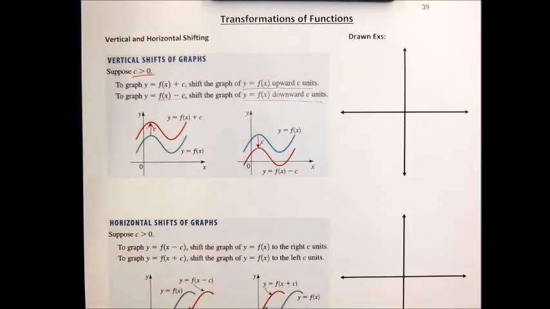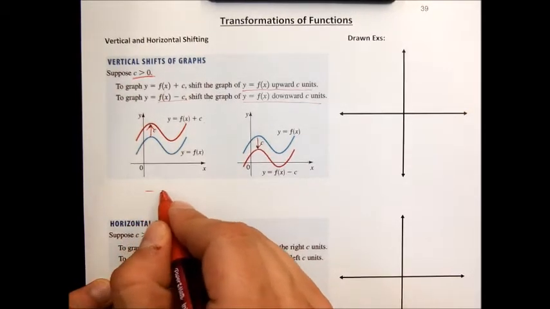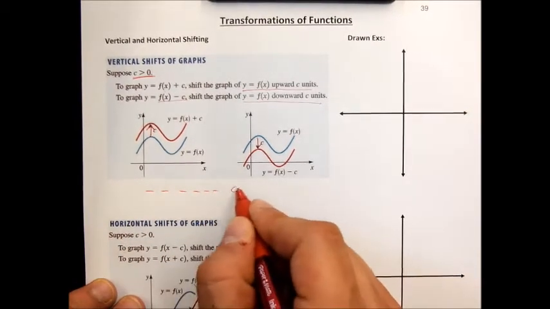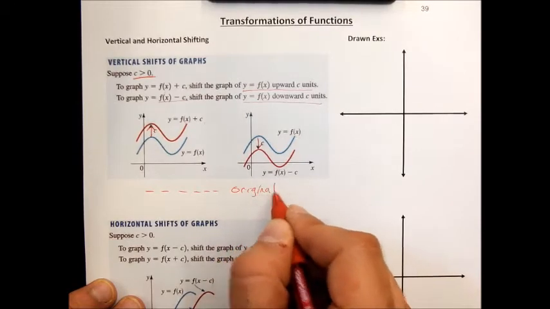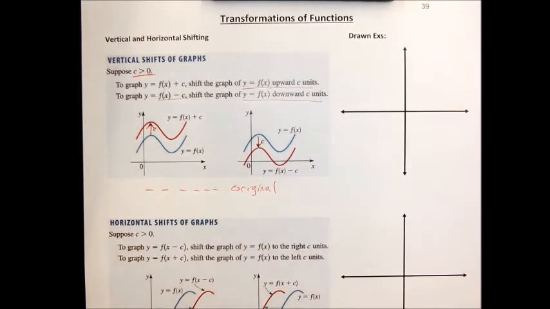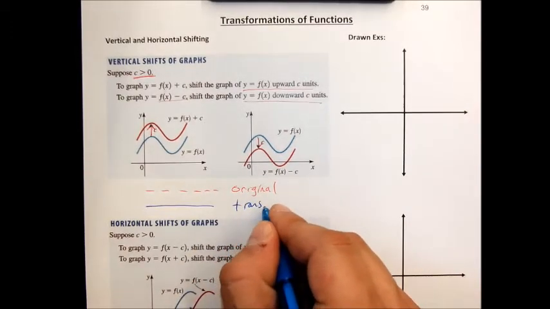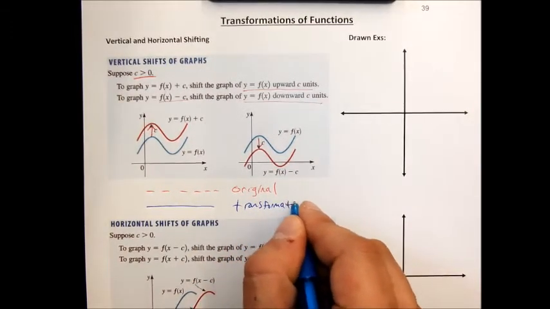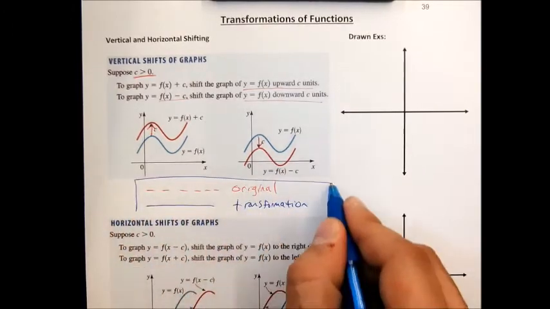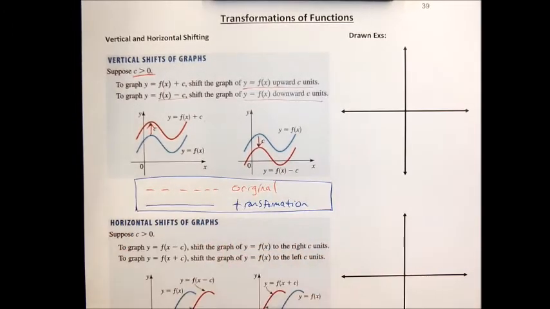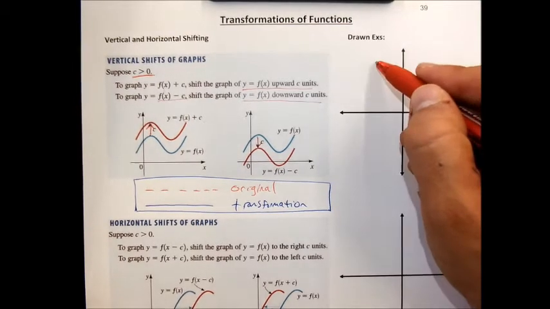So for example, in these following examples, I am going to draw two pictures. I'm going to draw the original in dotted red, and I'm going to draw the transformation in solid blue. I guess it's the opposite of what these are. Maybe I should have switched that. Too late now.